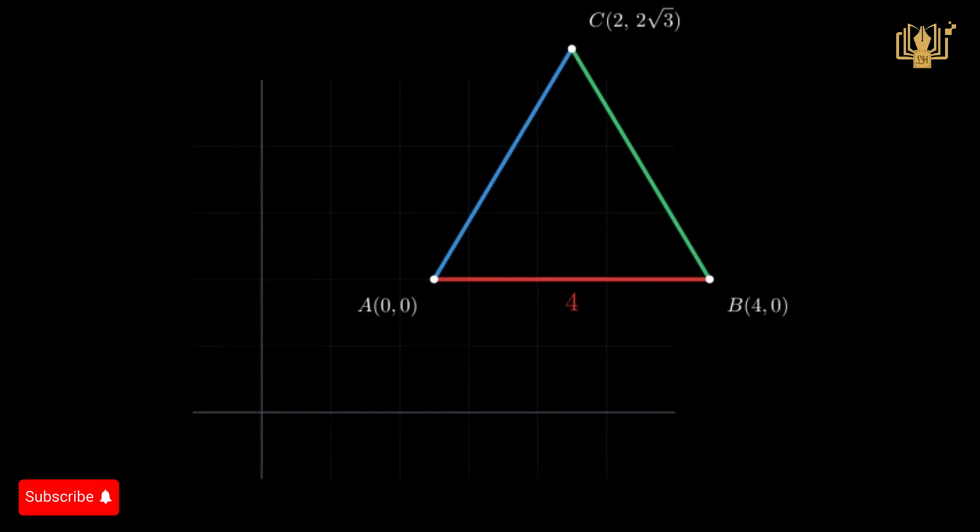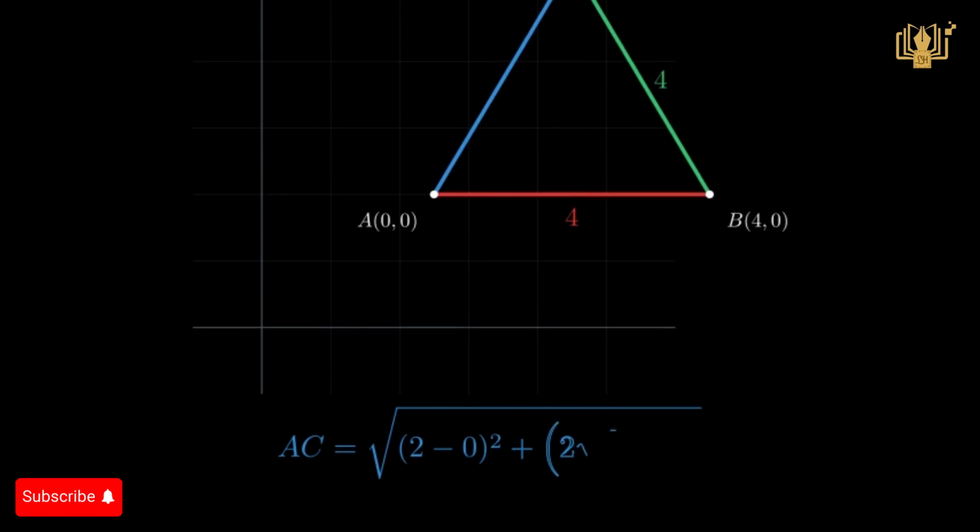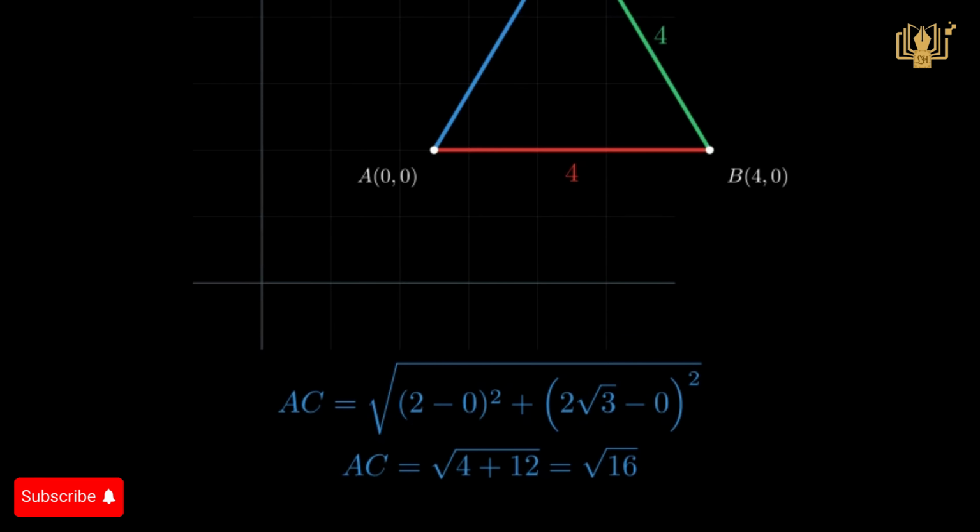Step 3, length AC. Substitute A equals (0, 0) and C equals (2, 2 times square root of 3). AC equals the square root of (2 minus 0) squared plus (2 root 3 minus 0) squared. That is the square root of 4 plus 12, which is the square root of 16. So AC equals 4.